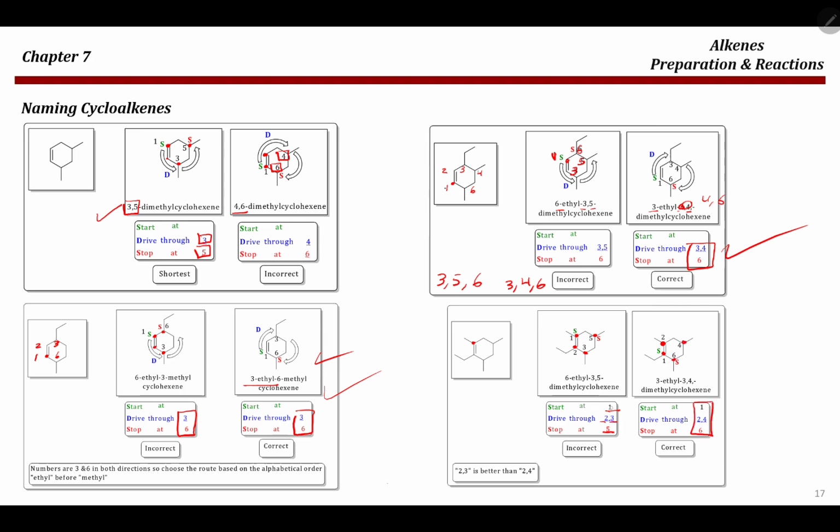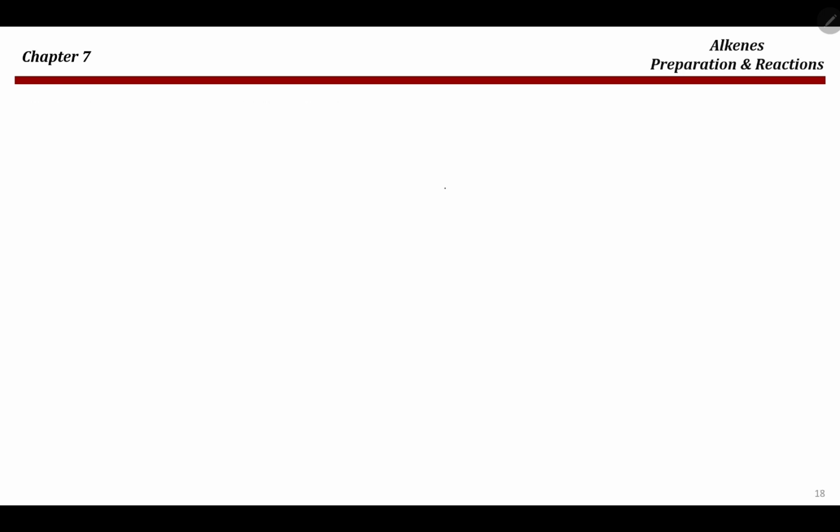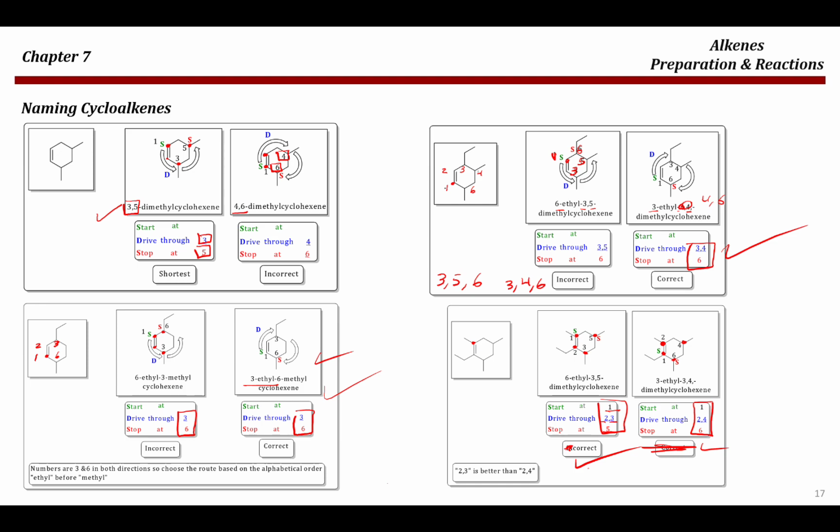So 1, 2, 4, and 6 versus 1, 2, 3, and 5. Which one is the correct one? It is the one which has the smaller set of numbers. That's why this is incorrect, by the way. This is a correct way for naming it. So 1, 2, 3, and 5 is correct rather than 1, 2, 4, and 6. Okay, so this is correct and this is incorrect. So this is how we name alkenes using this method.